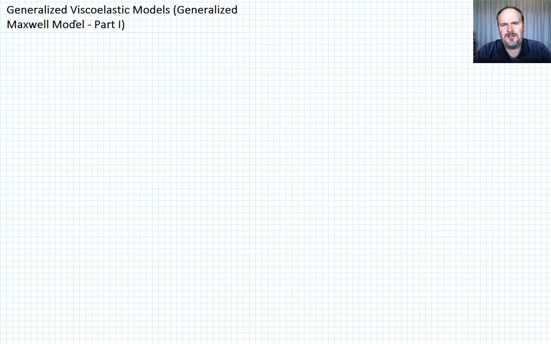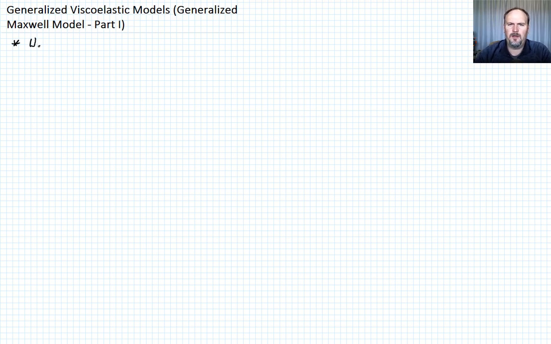Okay, today we want to start talking about generalized viscoelastic models, which are significantly more complex than the simple models that we've already talked about. Let me just begin by reminding you of what we showed already with a Maxwell model.